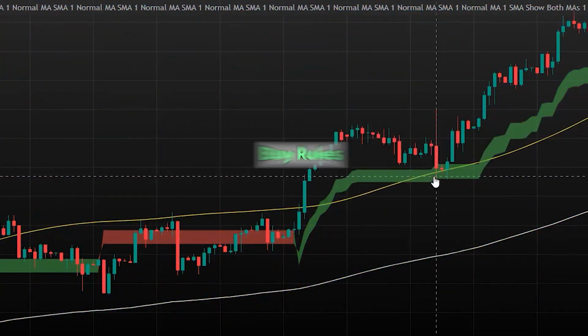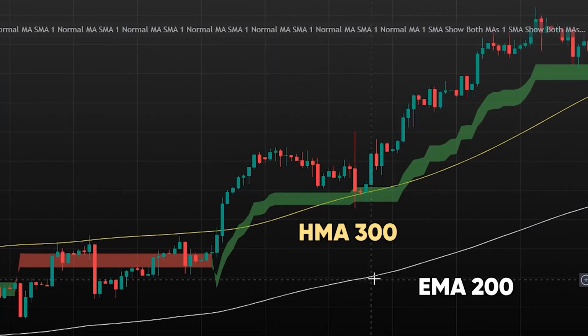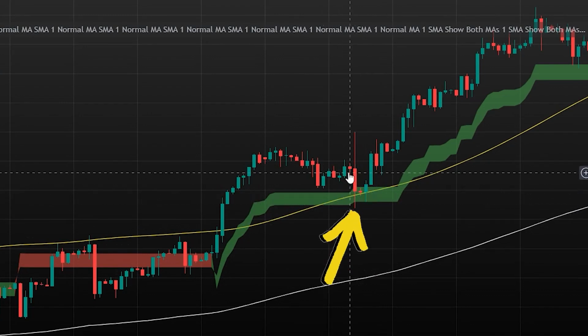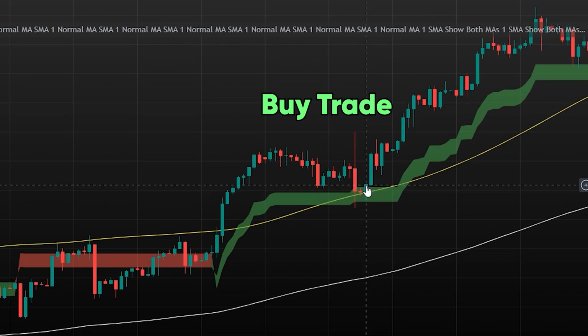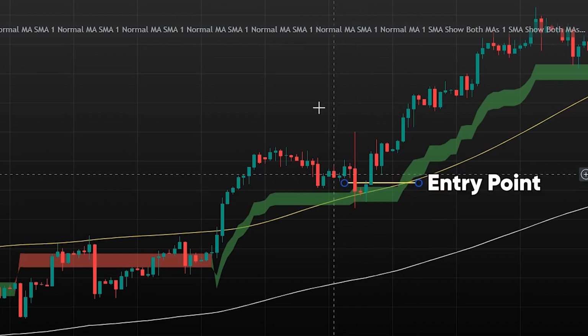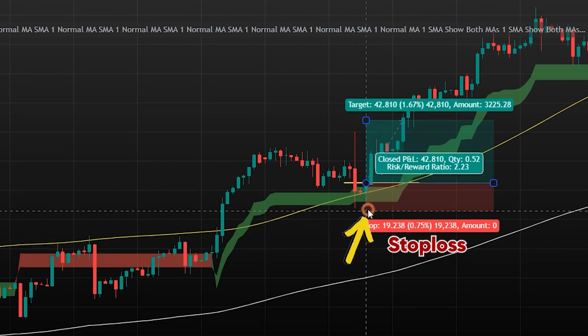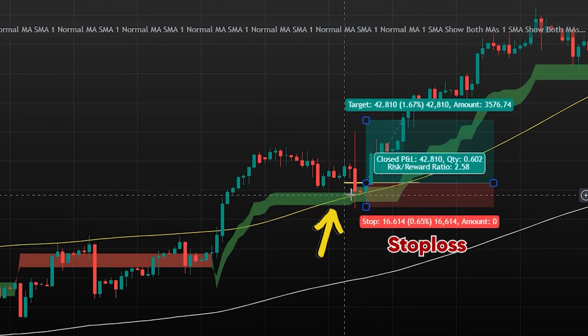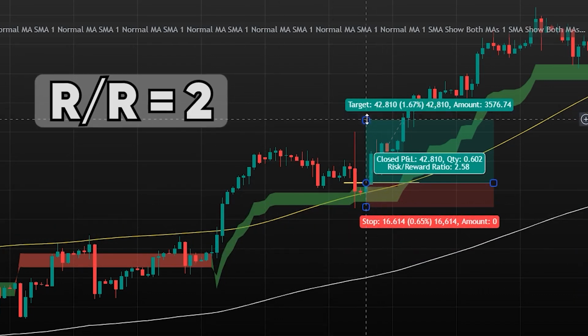5 rules. The price must be above the EMA 200 and HMA 300. When the price touches the green FDS band and closes a candle above it, enter a buy trade. Set your stop loss below the green FDS band, the last swing low, or below the moving averages. Set your take profit at 2 times your stop loss.